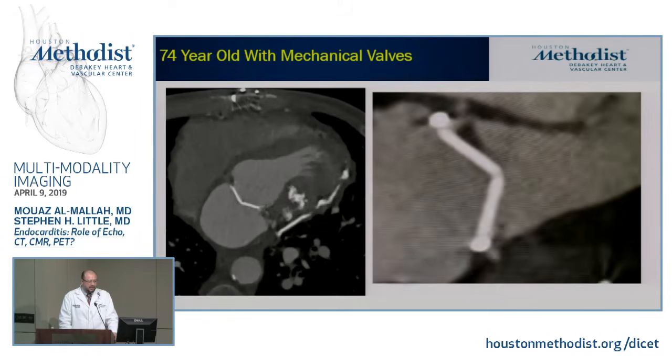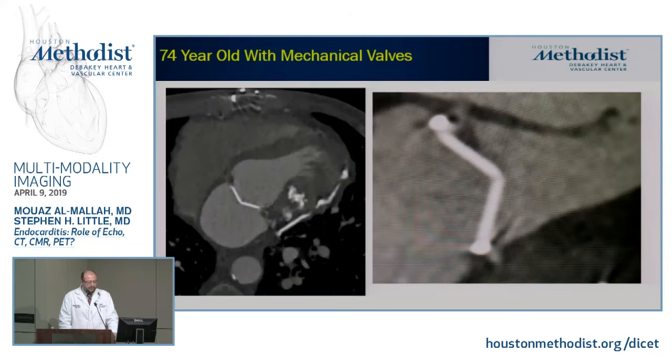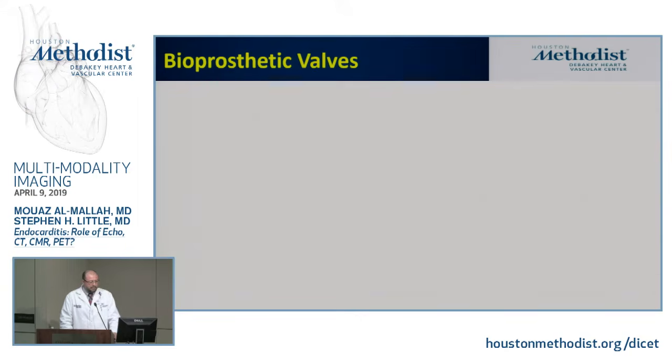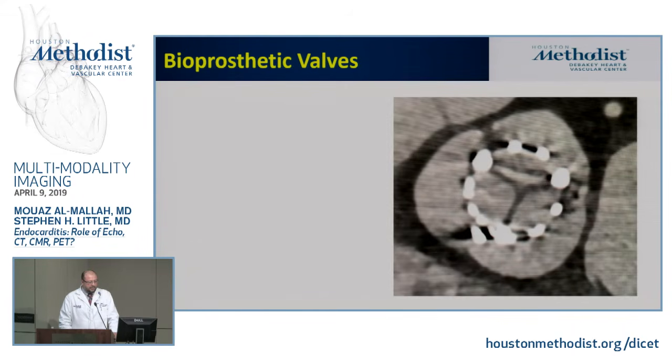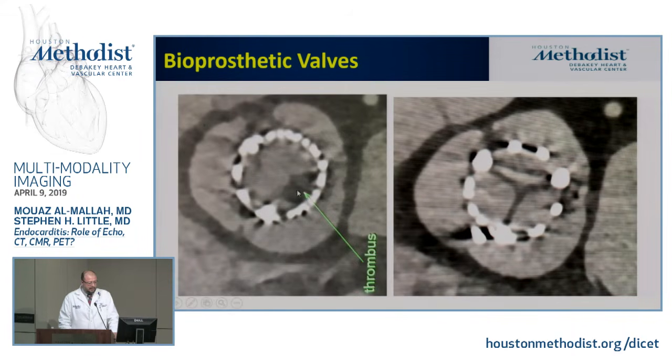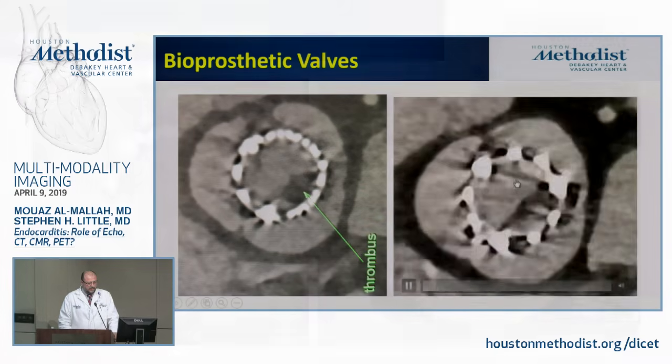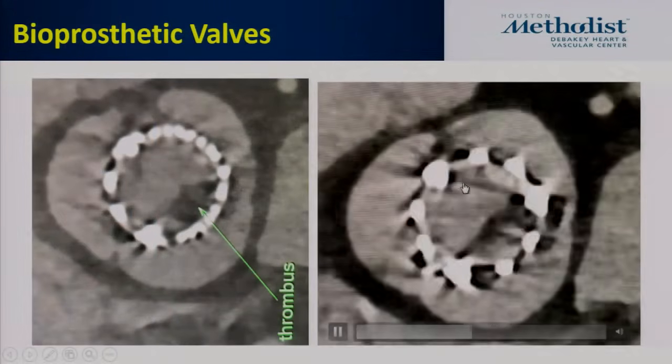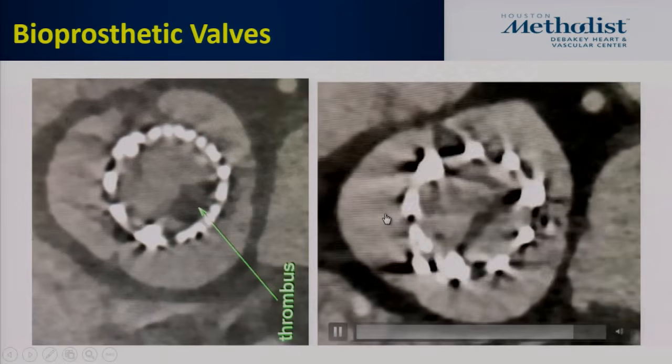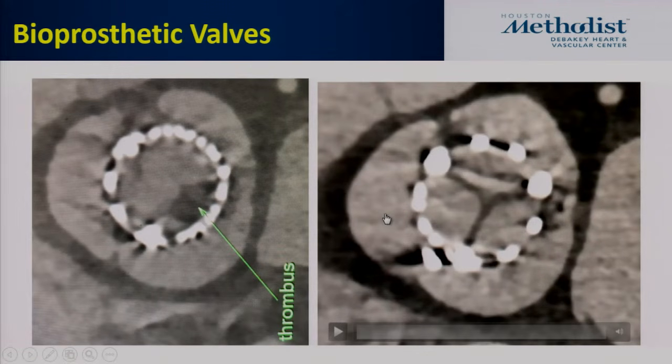Now we have to sort out if this is truly a thrombus or a vegetation, and I'll show you in a bit how we do that by CT. We can see some of these lesions also on bioprosthetic valves. Sometimes it's difficult to look at them because of metal artifacts from the ring, but you can also get a look at the valve itself and its opening in these patients if you're doing retrospective gating.